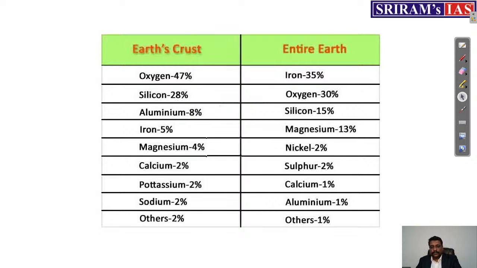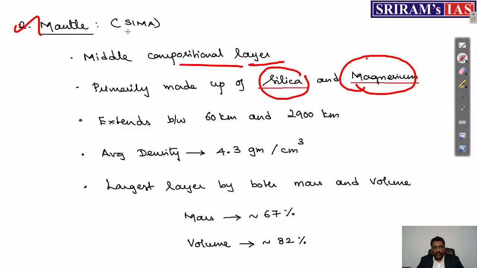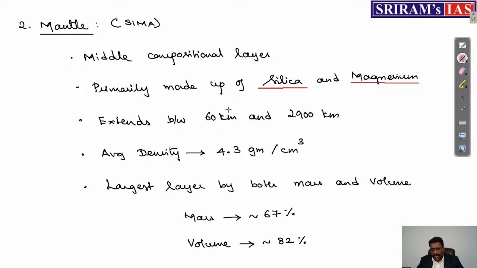Now, what exactly this crust is made up of, and the entire Earth, that also we have an idea. And for namesake, if I compare mantle, mantle is a middle compositional layer, we know, right? Mantle is primarily made up of silica and magnesium. That's the reason you call them as SIMA. Mantle generally extends between 60 kilometers and 2,900 kilometers. Otherwise, I can also say it extends between Moho's discontinuity to Gutenberg's discontinuity. This is another way of saying it.